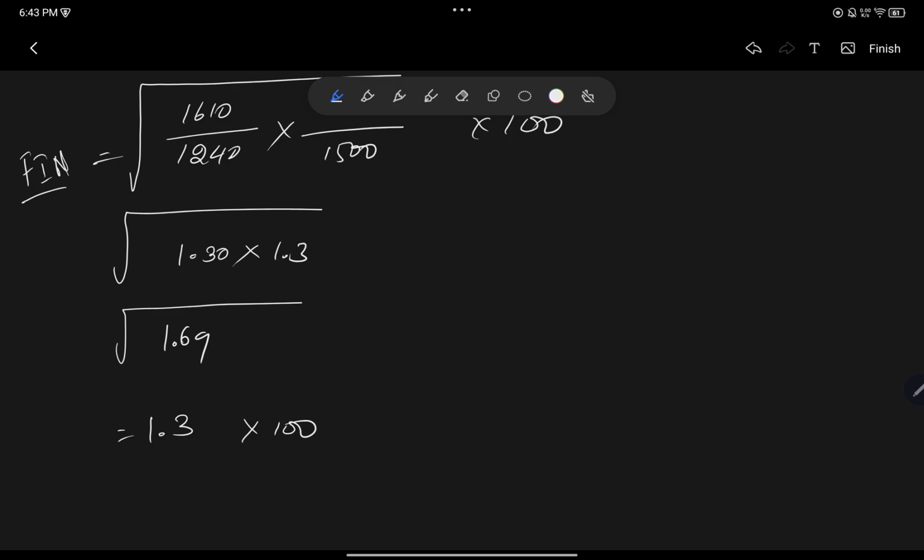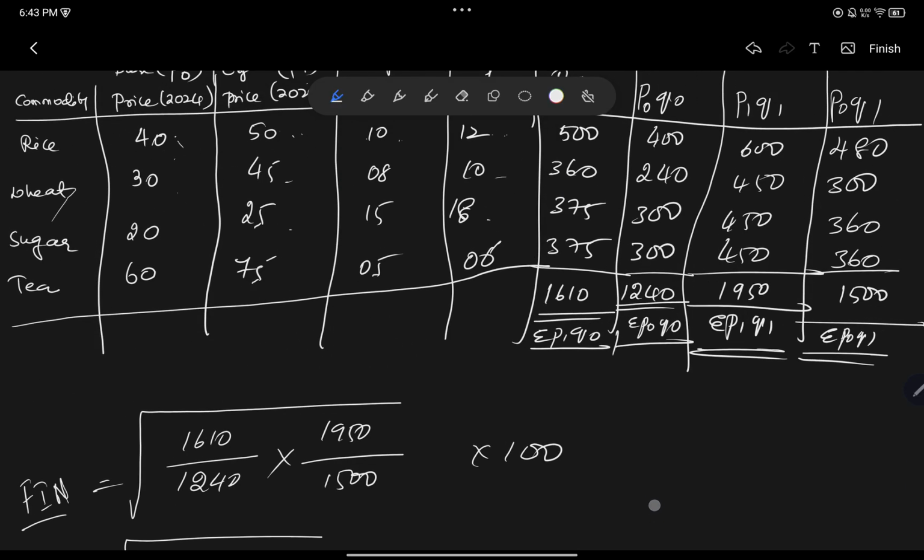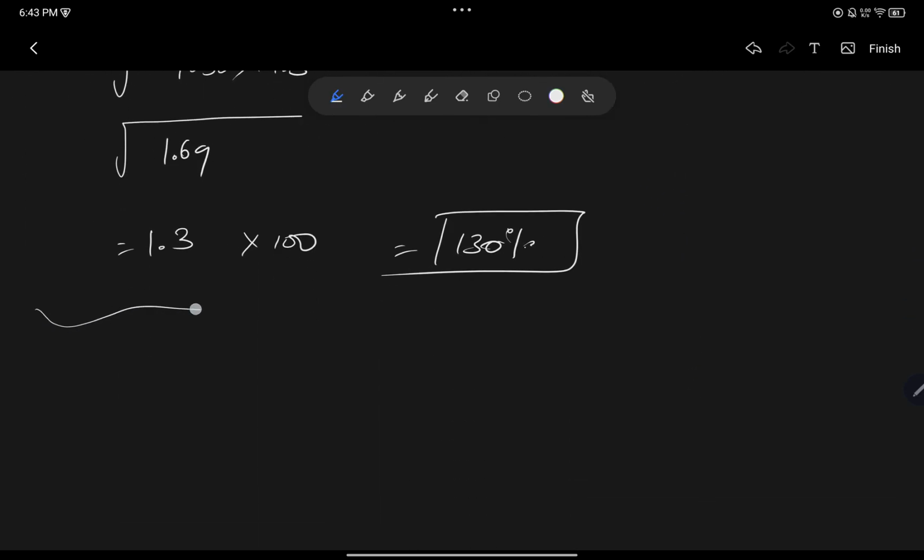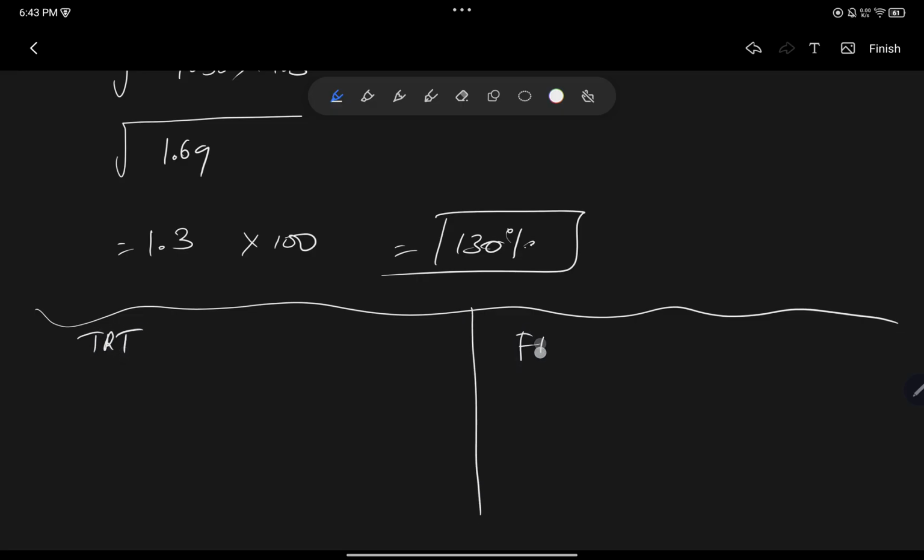Because I need to keep it in percentage wise, that is 130%. This is the Fisher's ideal index. I have got Fisher's ideal index. Now I need to prove this using time reversal test and factor reversal test, right? Because I'm doing this for the first time, it is taking a time, right? Once we do 3 or 4 problems, obviously we will be able to do it very fast.